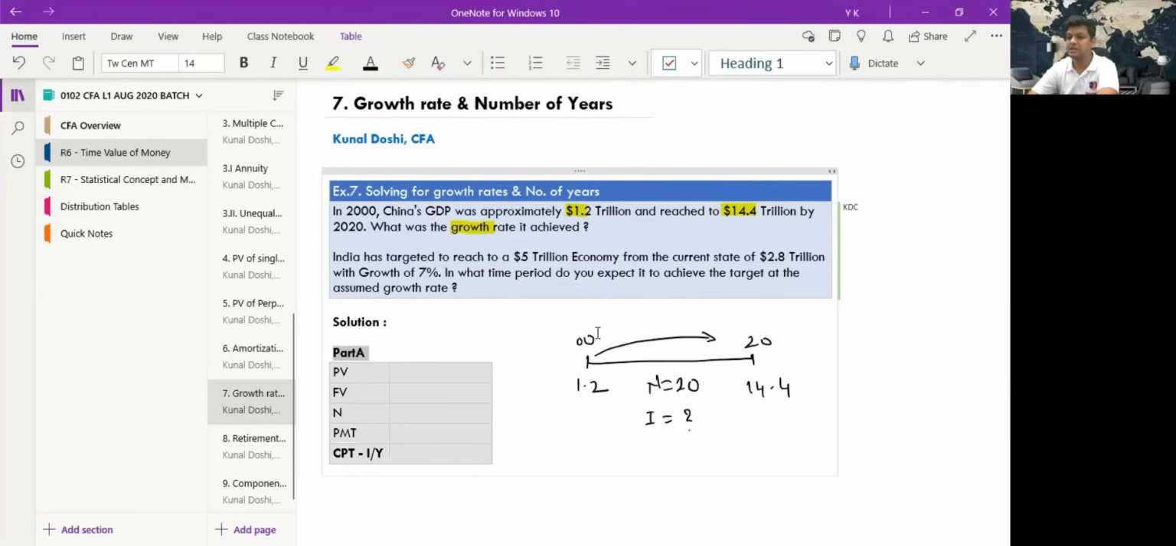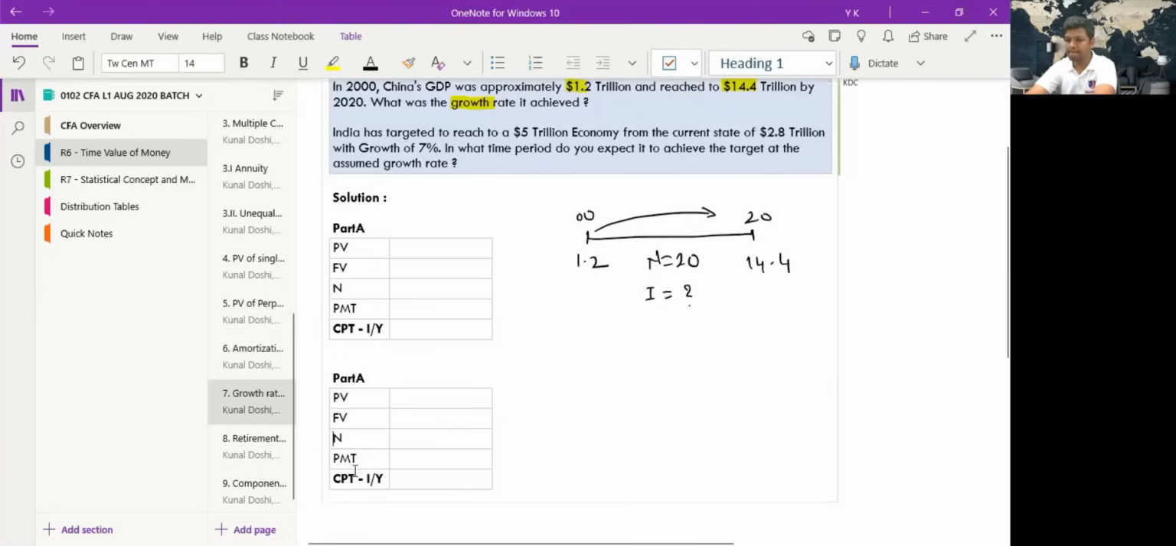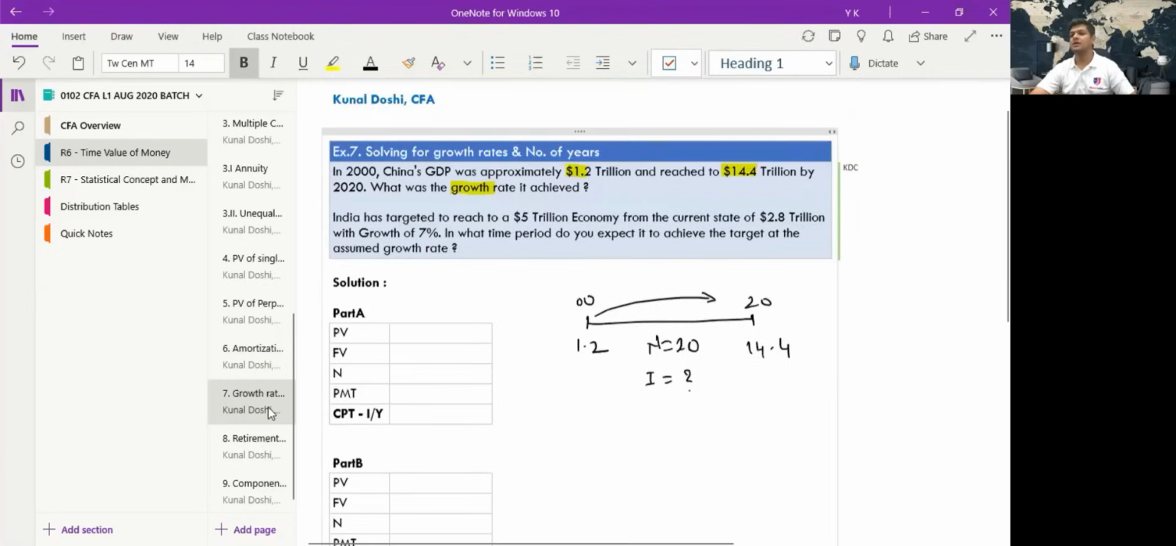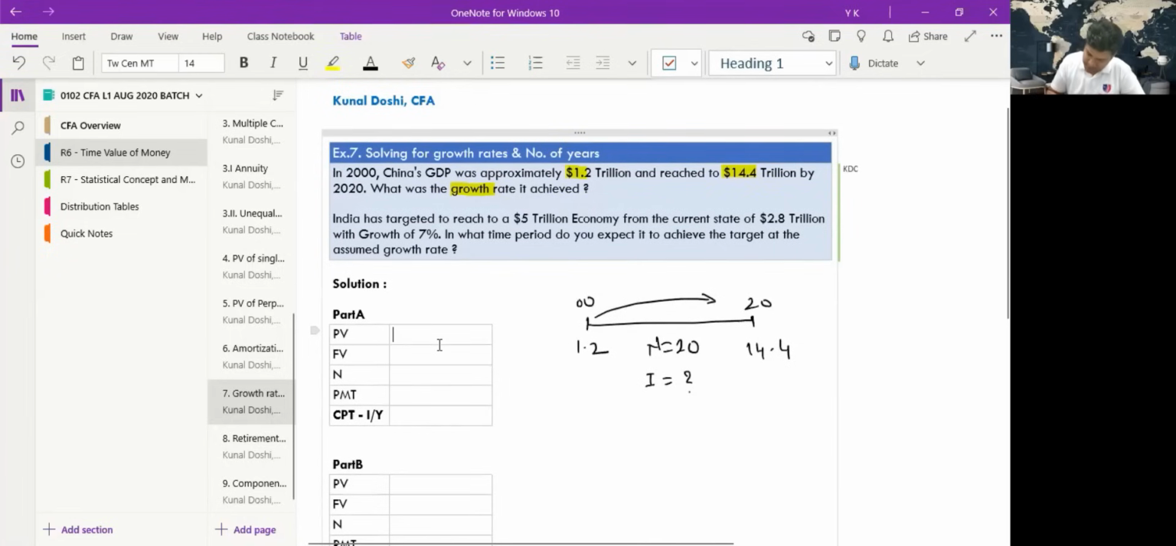Please try it out and let me see how many of you are practicing. What is the present value? In this case, the present value that you must have input is 1.2. The future value is 14.4. Number of periods 20. What is the PMT? 0. And then if you compute I/Y, I am expecting some interesting answer. Error 5. Is everyone getting an error? Anyone has got any answers?